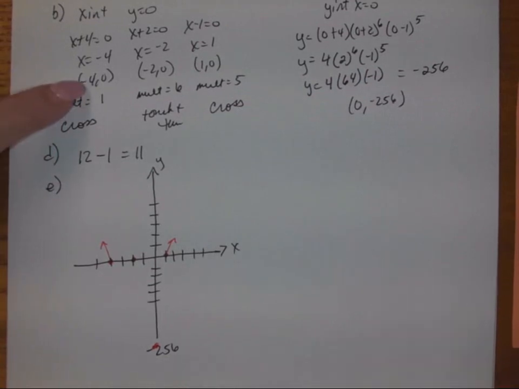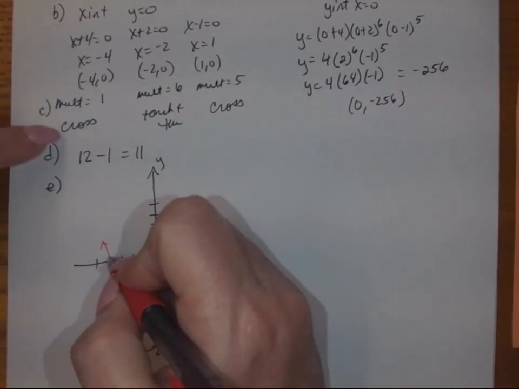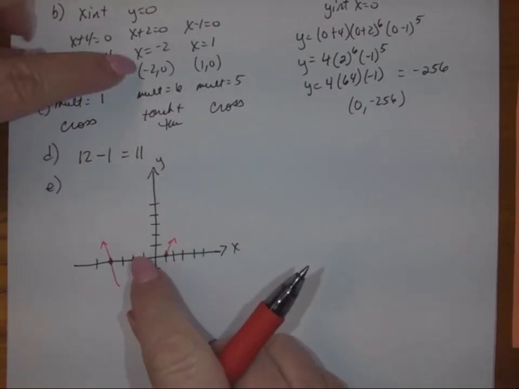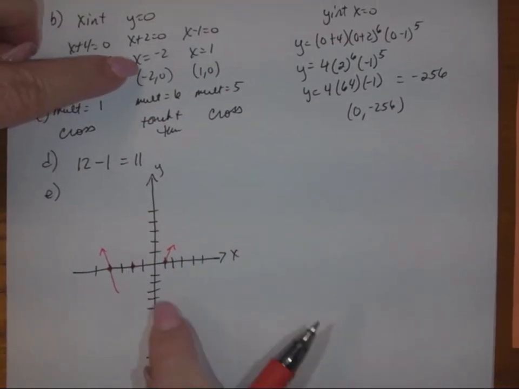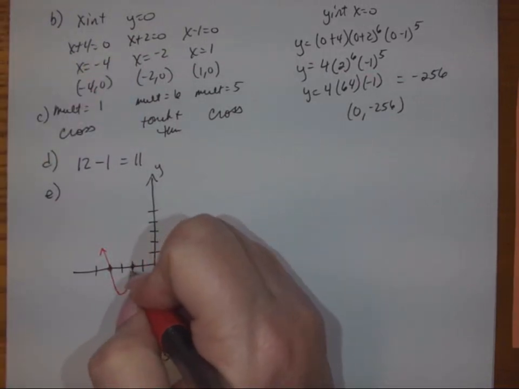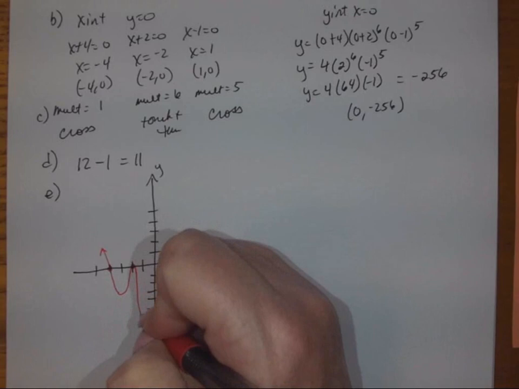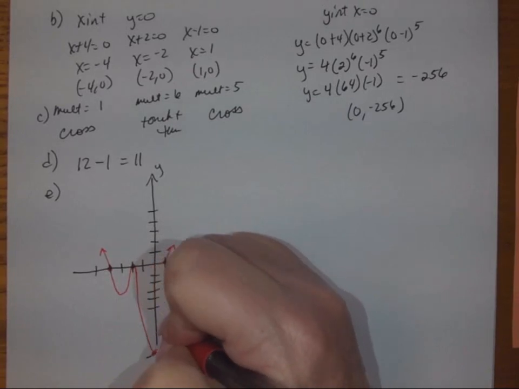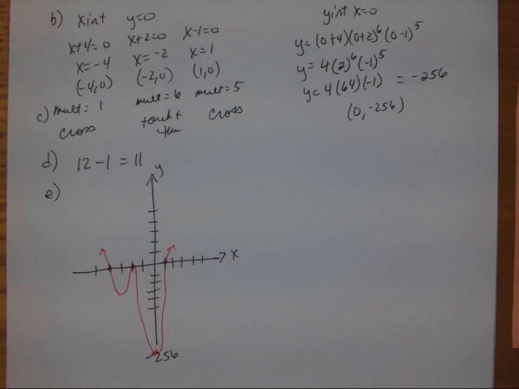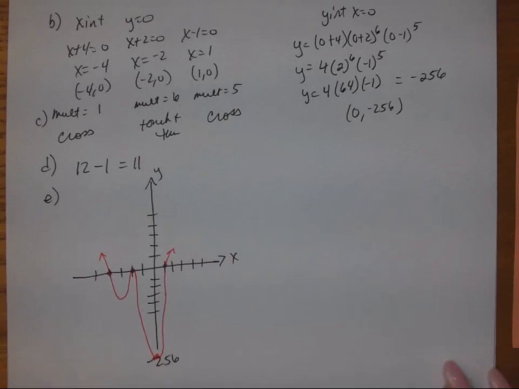At -4, it tells us that we cross. So we're going to come down. At -2, and these don't always go in order, so be careful. At -2, it says we touch and turn. So we're going to come up, touch it, turn, come down and grab our y-intercept, and at the 1, it will cross again. So there's your graph. And that's all that you need to do. It's just a sketch. Just make sure I can see all your curves.